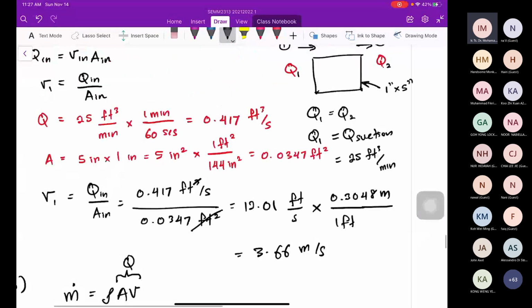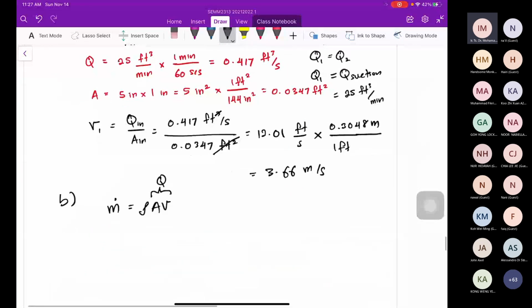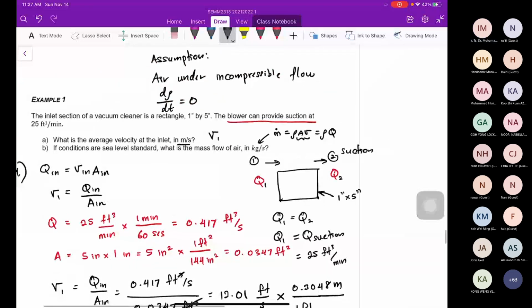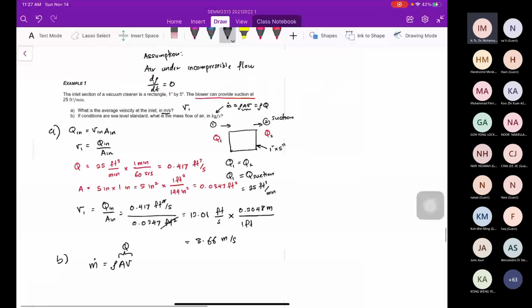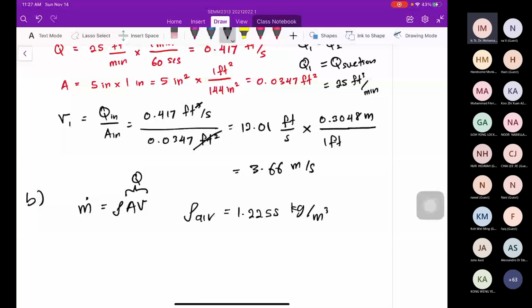So, the question again. It is given that under the normal condition, the density of air, you can look at the table, equals 1.255 kilogram per meter cubic. You can refer to the table later on. In the exam, it will give you the table or it will give you the value of the density of air. Don't worry.